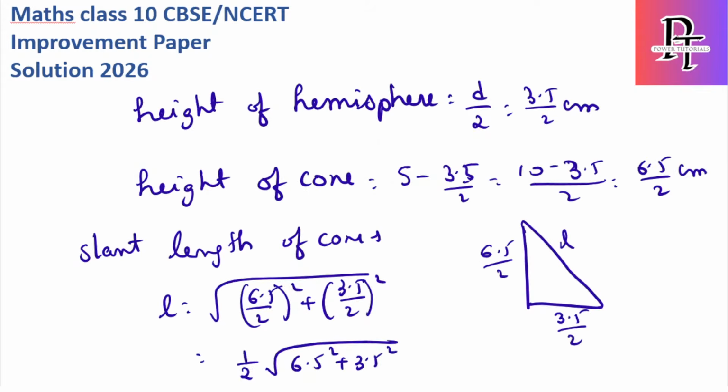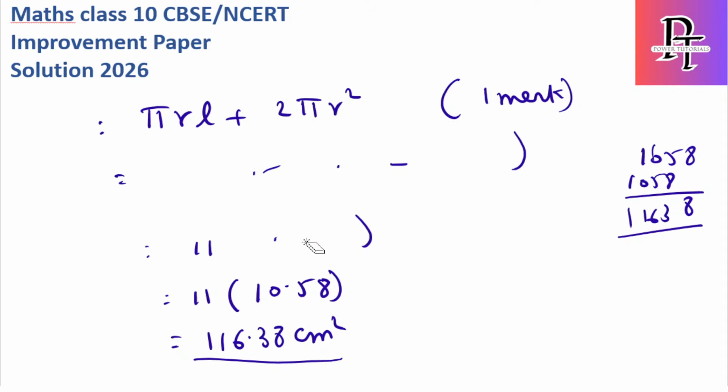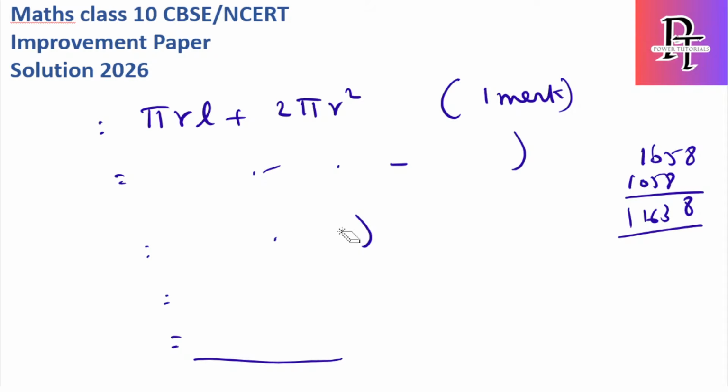R value is 3.5 by 2. Okay, small correction. I took R value as 3.5. Okay, let me change it again. I'm sorry, guys. So this way the calculation is very important. If you do a minor mistake also, something will go wrong. Okay, let me do it again.